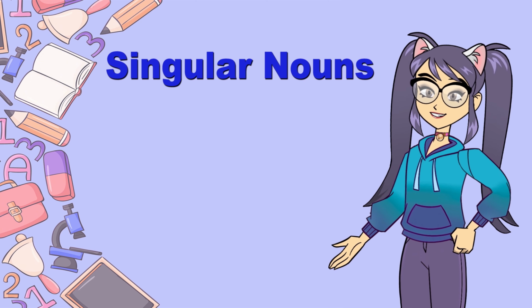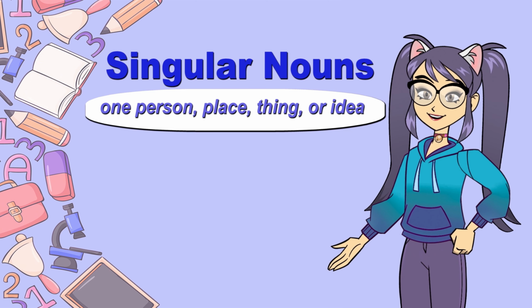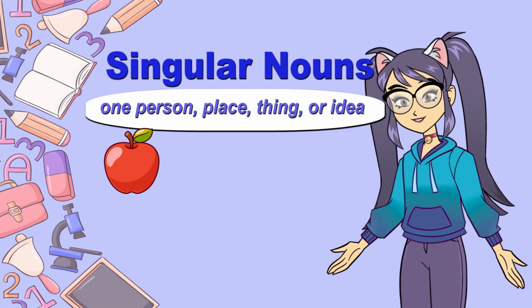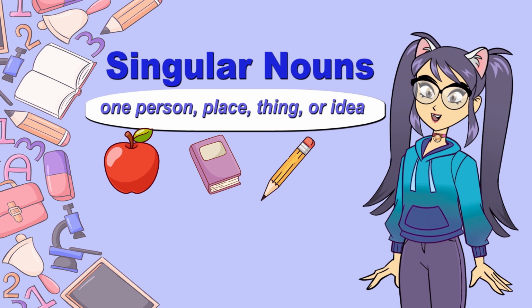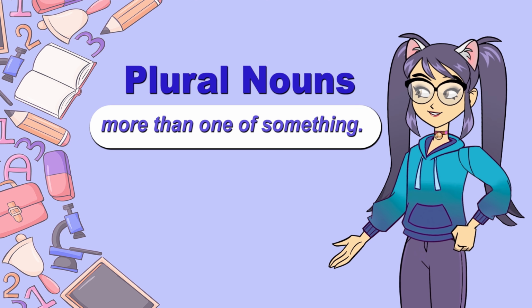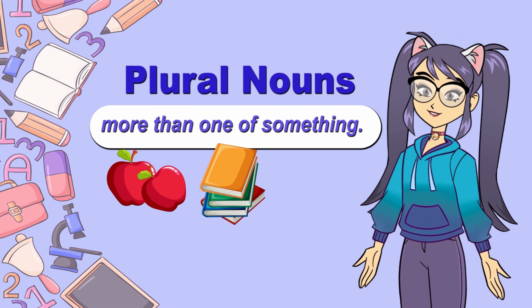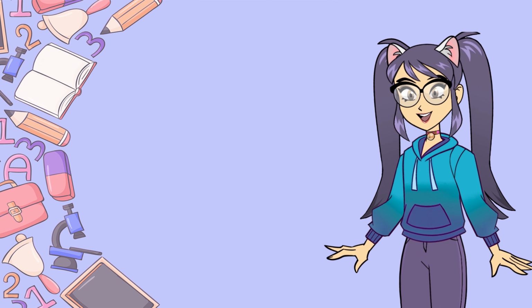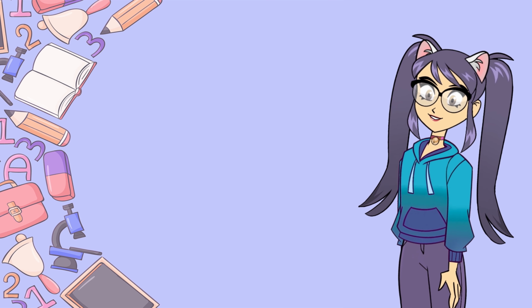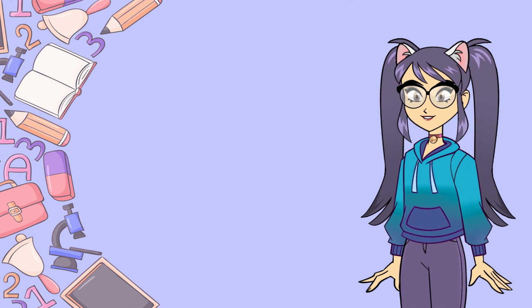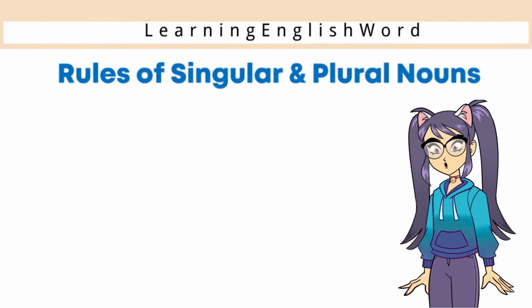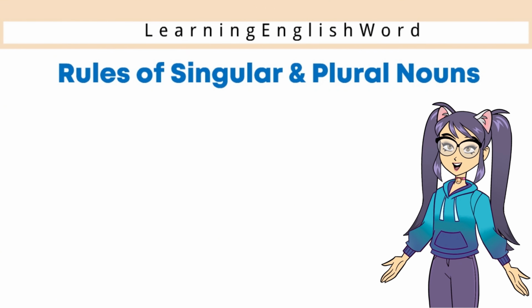Singular nouns refer to one person, place, thing, or idea, like apple, book, and pencil. Plural nouns refer to more than one of something, like apples, books, and pencils. Now, I think it's time to start our adventure. Let's go! First, let's talk about the rules of singular and plural nouns.